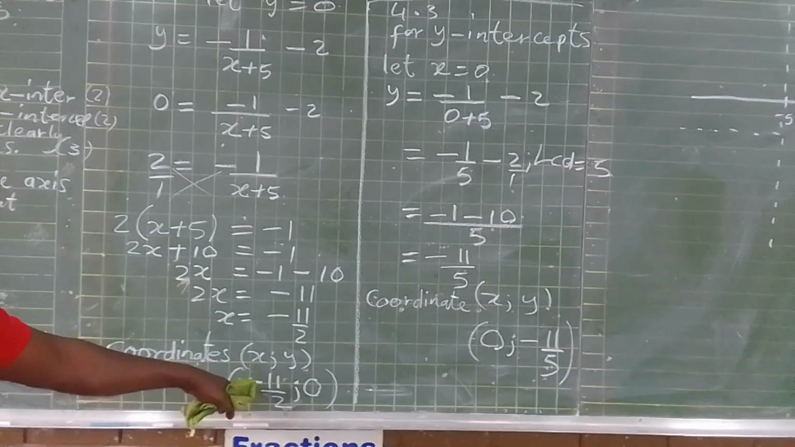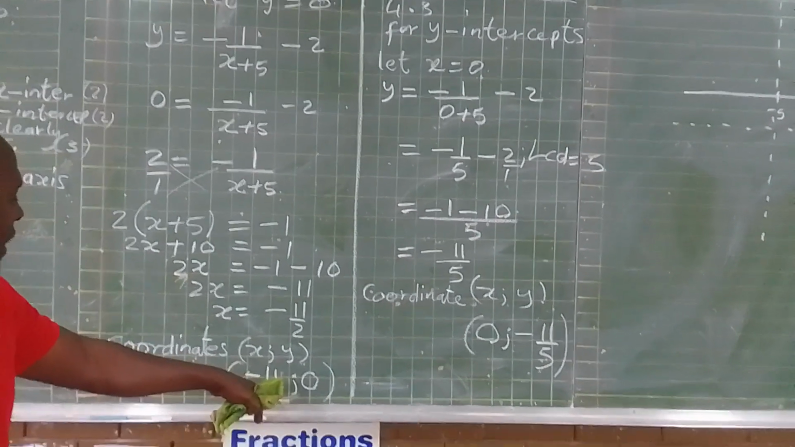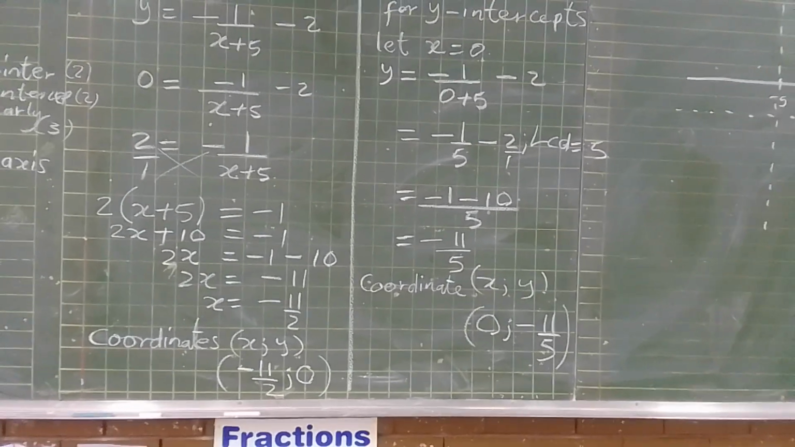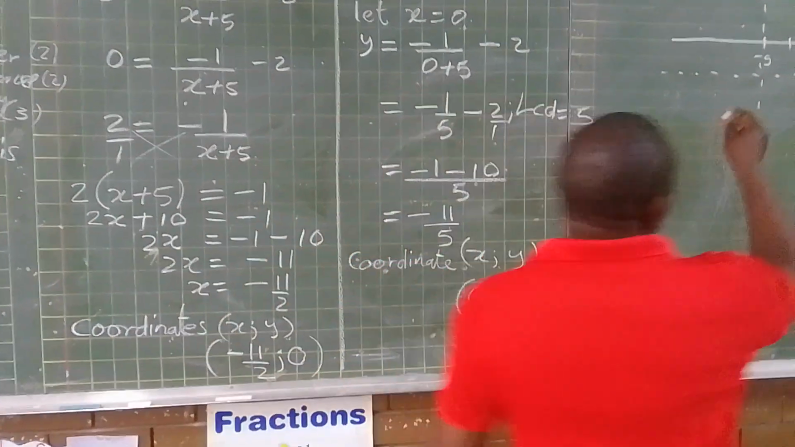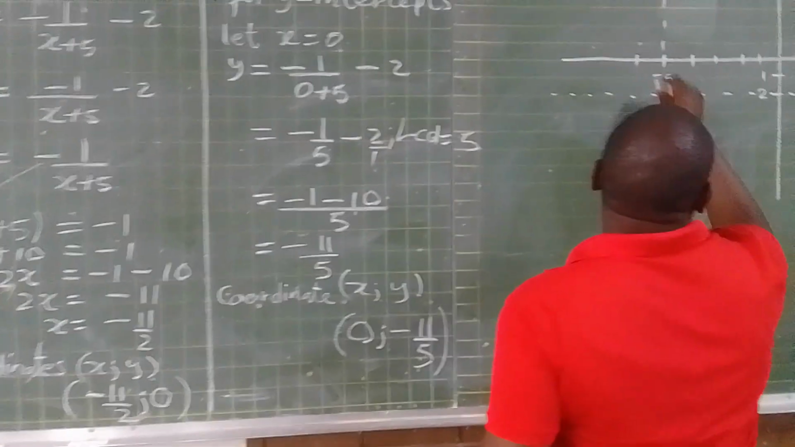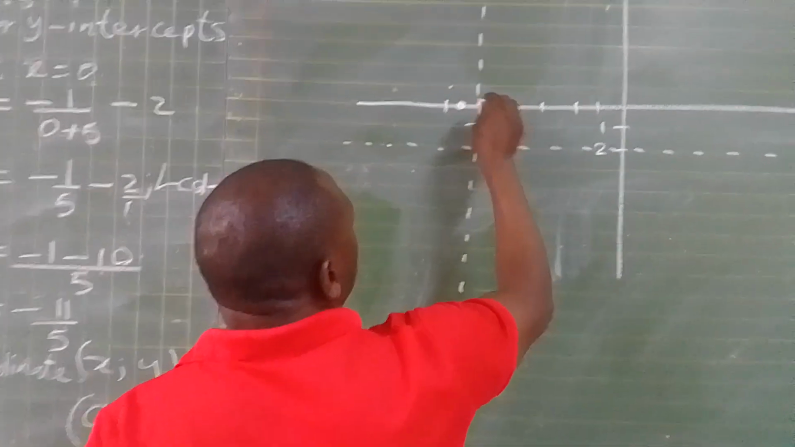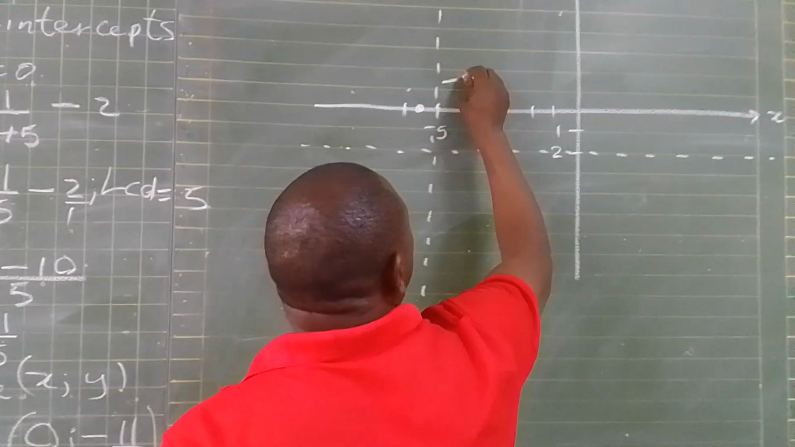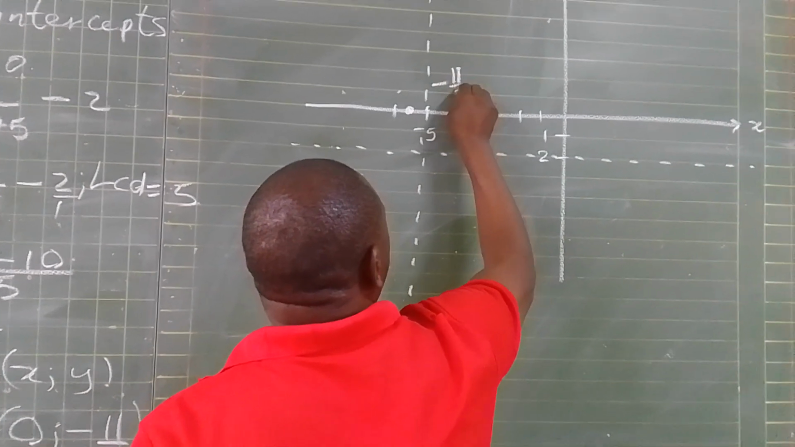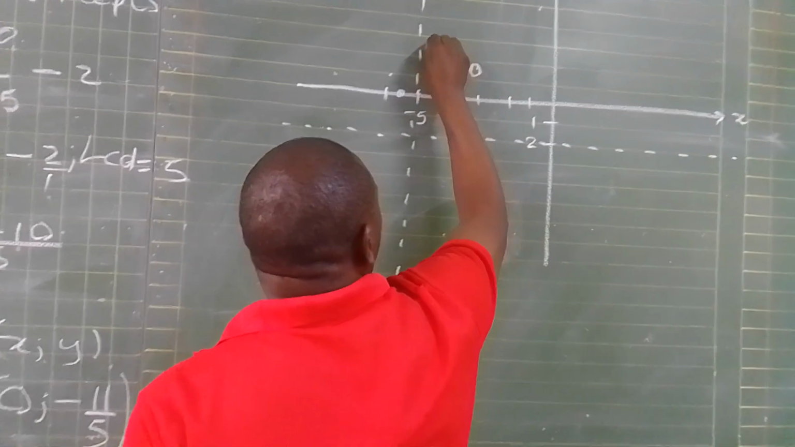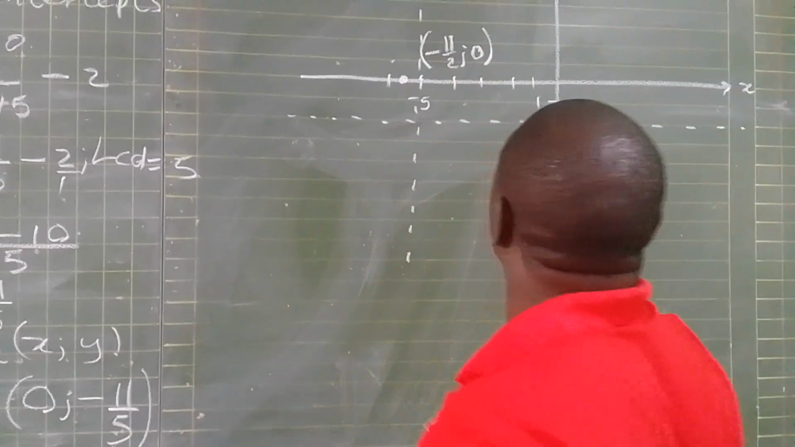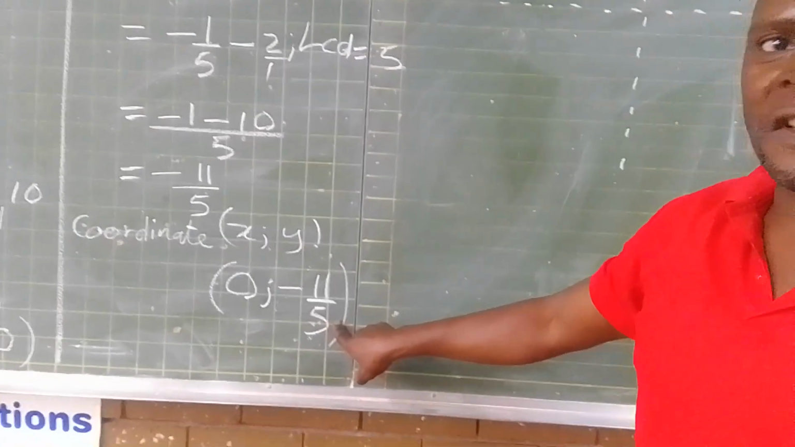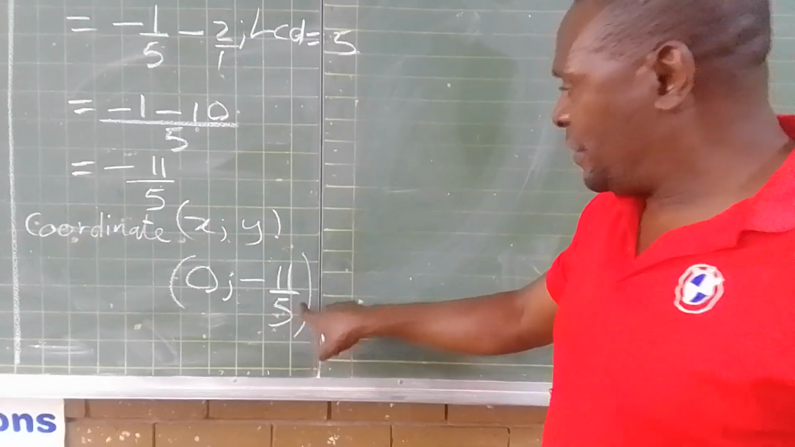Here our x is minus 11 over 2. 11 over 2 is the same as 5.5. So 5.5 is somewhere here. 5.5 is here. It's minus. This is minus 11 over 2, 0. This is our point. And then another one is 11 over 5, which is the same as 2.5.